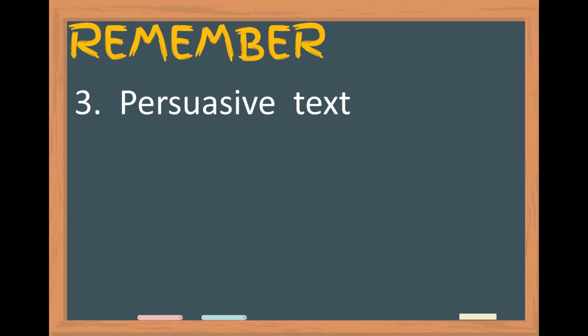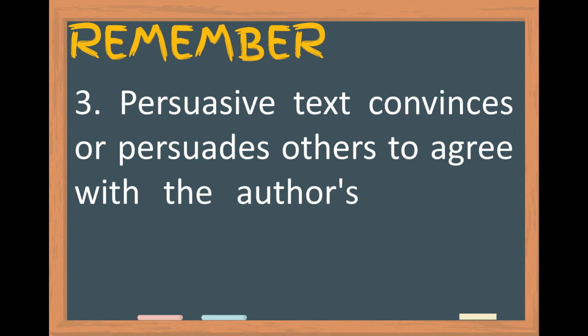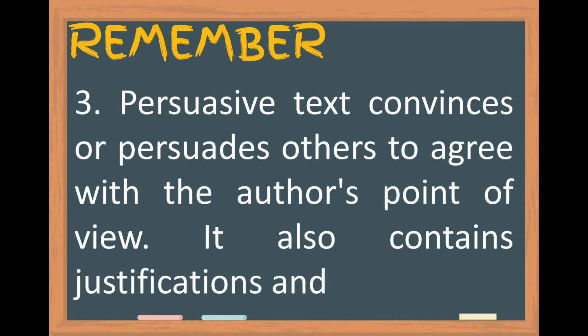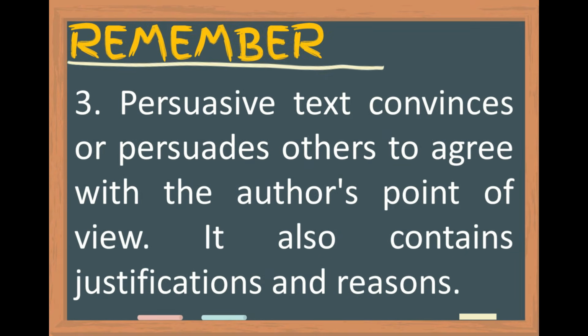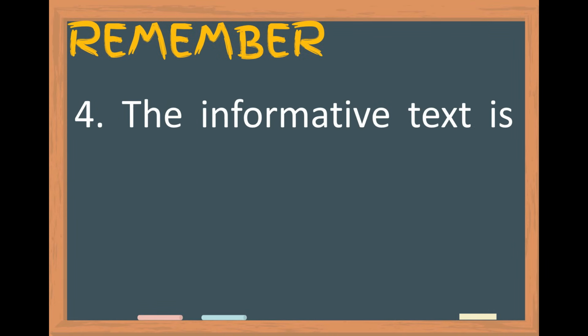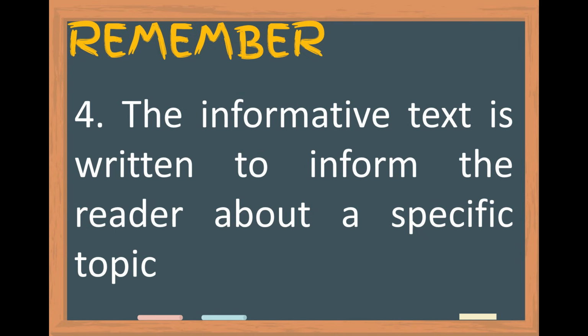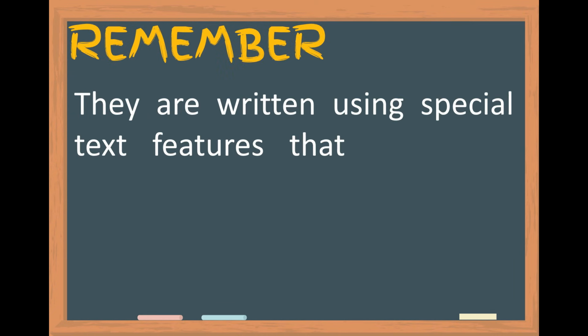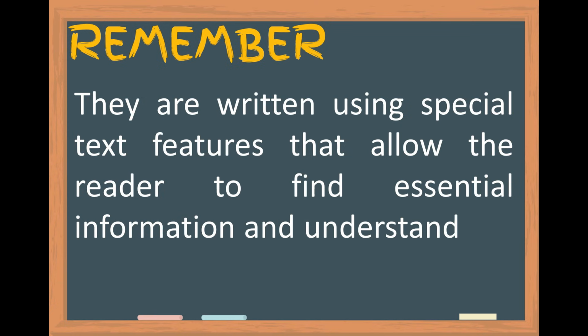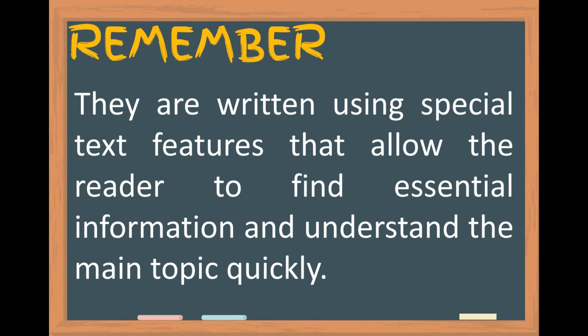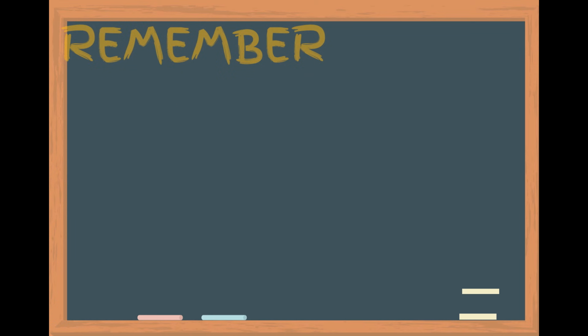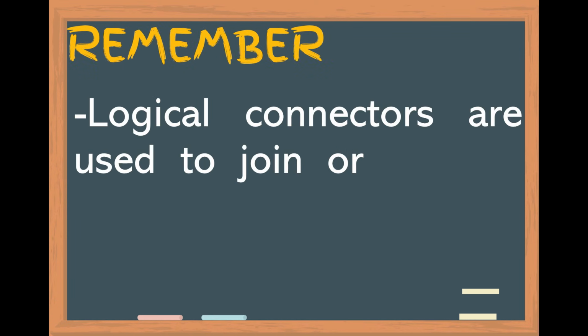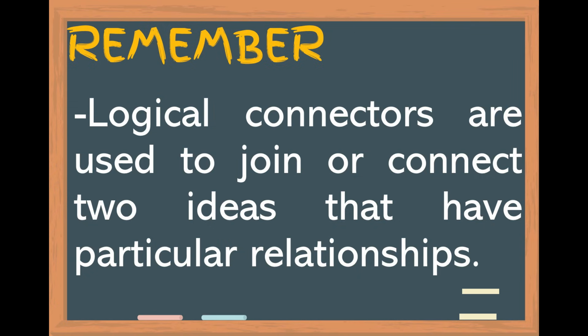Third, persuasive text convinces or persuades others to agree with the author's point of view. It also contains justifications and reasons. And lastly, the informative text is written to inform the reader about a specific topic. They are written using special text features that allow the reader to find essential information and understand the main topic quickly. Logical connectors. They are used to join or connect two ideas that have particular relationships.